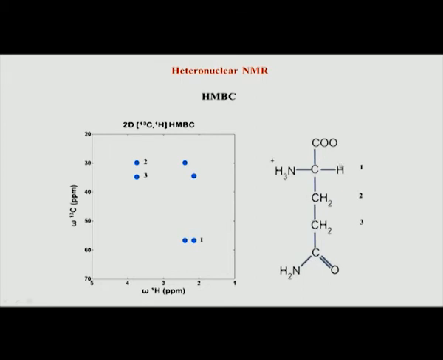As we saw in the previous slides, we can tune, that means adjust, the delay value in the INEPT part of the HSQC such that I get only the longer range coupling values, but I can suppress the intermediate, direct strong coupling.